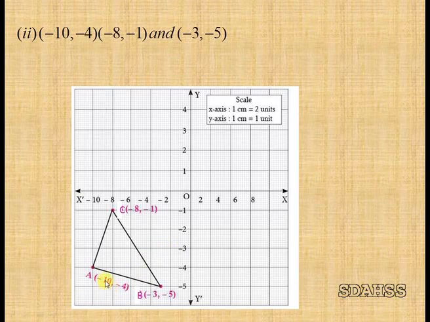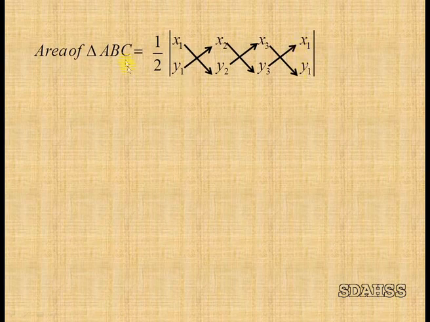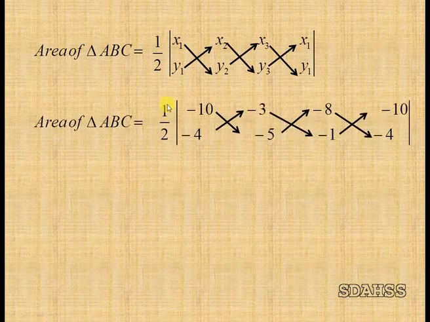Then first point is x1, y1, then x2, y2, x3, y3. Now write the formula: area of a triangle is equal to half into x1 y1, x2 y2, x3 y3, again x1 y1. Write the formula and then substitute the values: half, first point A vertex x1, y1, B vertex x2, y2, C vertex x3, y3, again A vertex x1, y1.